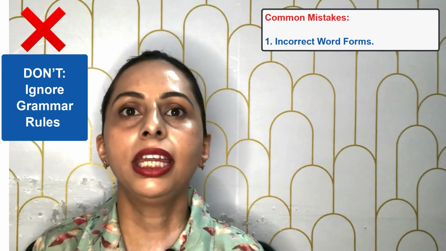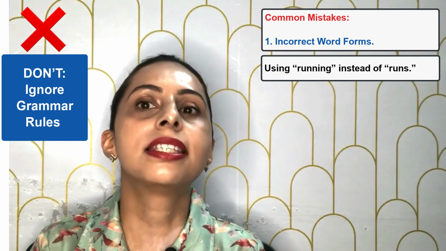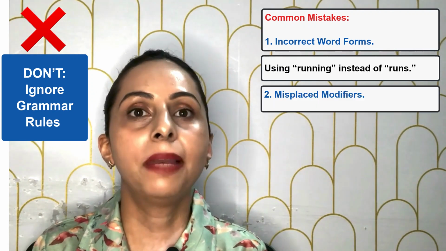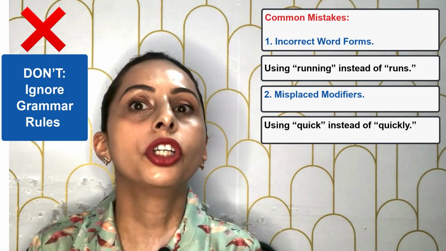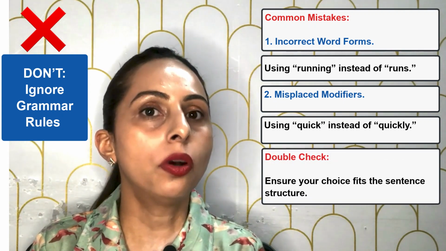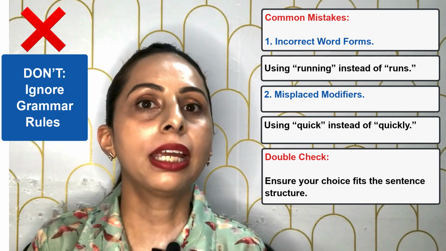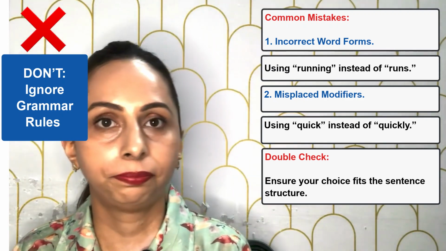Now we'll look at the incorrect word forms. So, using running instead of runs. Misplaced modifiers. Using quick instead of quickly. So double check, ensuring your choice fits the sentence structure.